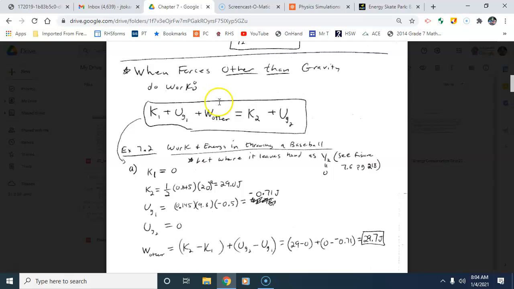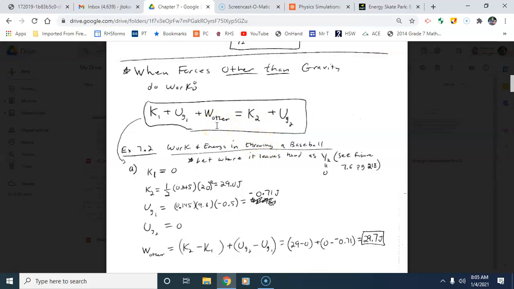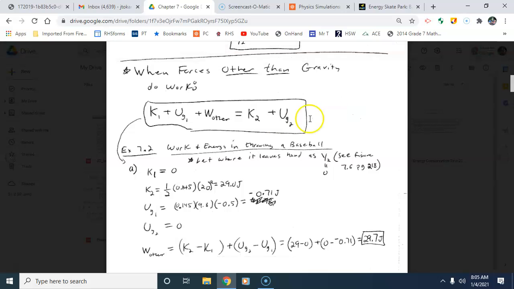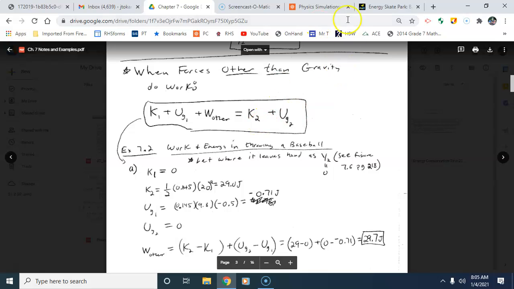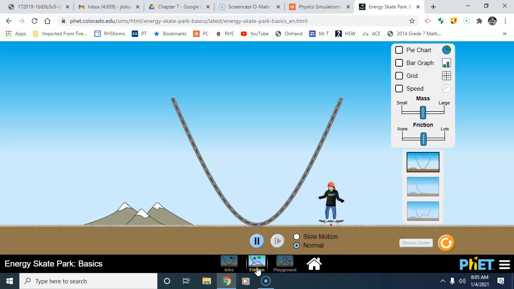So this is no longer the regular conservation of energy law. It is adjusted when there are other forms of work putting extra energy in or taking energy out of the system. All right? So before we jump into an example with this, let's go back to our skate park, and let's use friction as our example.